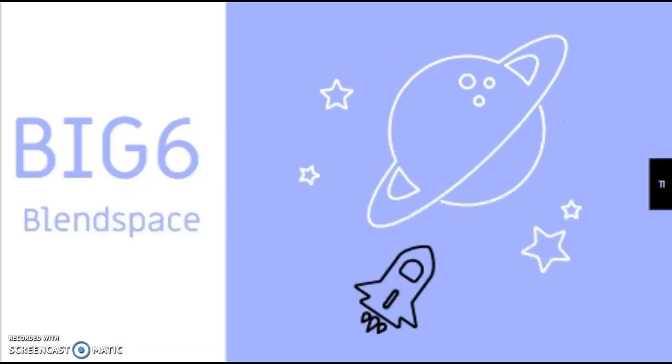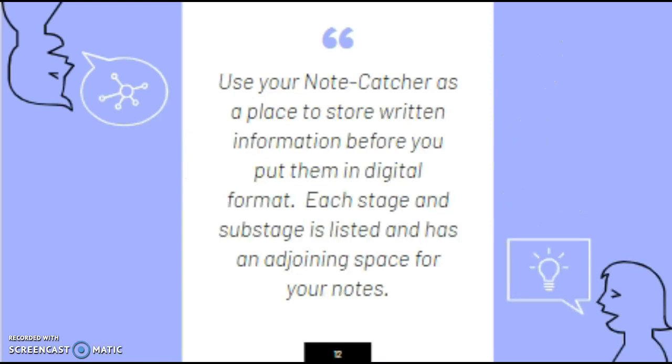Our Big 6 blend space. During the flipped lesson, you use blend space, a mashup of various types of digital media. Now, use your note catcher as a place to store written information before you put them in digital format.